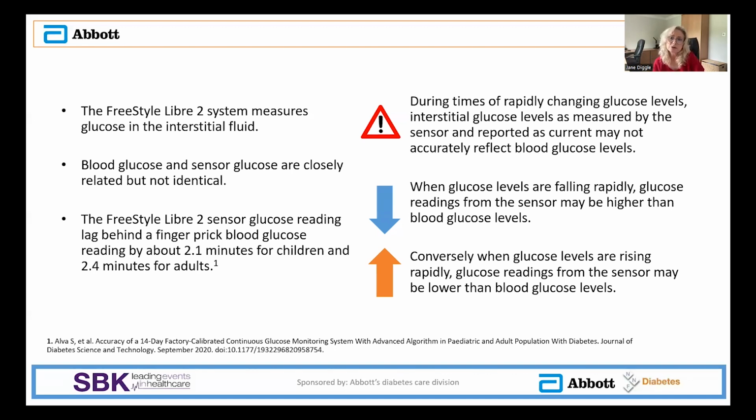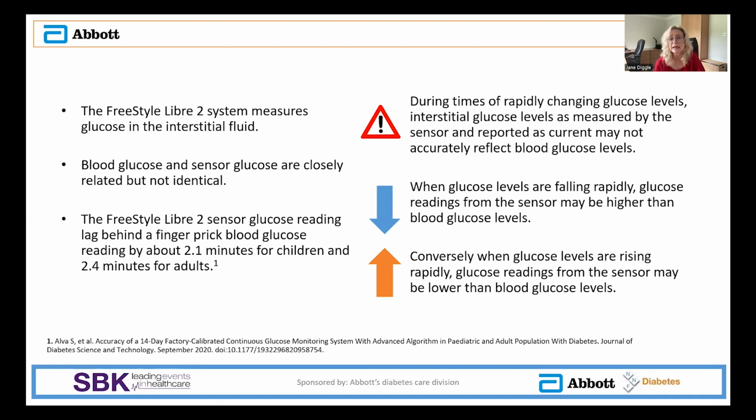And I think that's an important thing to talk to people about, because if they were to simultaneously check their finger prick blood glucose level with what they were seeing on their CGM, they may be slightly different. And the reason for that is the interstitial glucose reading lags a little bit behind a finger prick blood glucose reading. It's just over 2 minutes. So 2.1 minutes for children, a little bit longer, 2.4 minutes for adults.